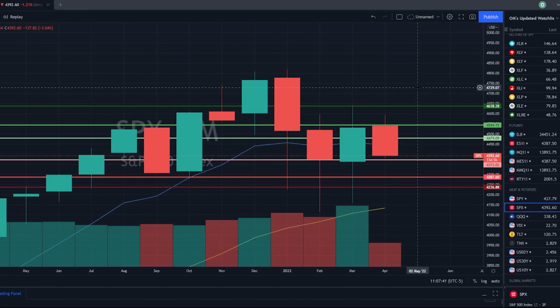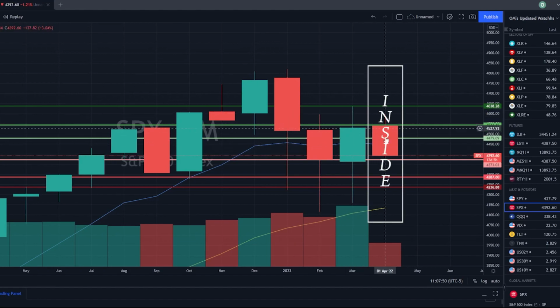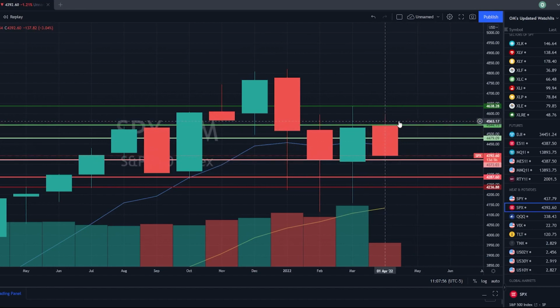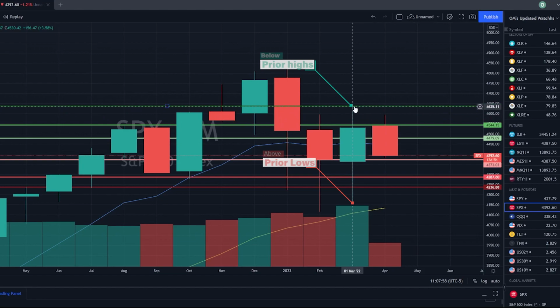So starting out here, this is the SPX monthly chart. And the first thing to note off the bat is that we have got so far the month of April. This is a monthly candle. This is March. This is February. The month of April so far is an inside candle. Now, if this goes on to close as an inside candle, what an inside candle means is that it's below the highs and above the lows of the prior month.